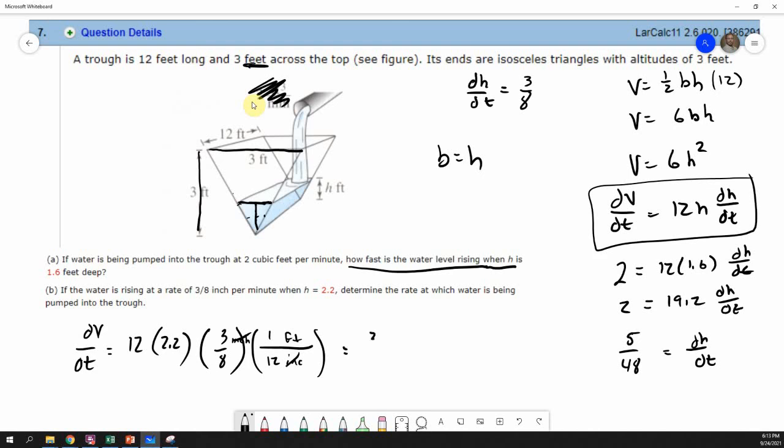and I get 33/40, and now this would be feet cubed per minute, right? Because it's changing volume per minute. So be aware that you've got to watch those units and make sure that you're in the proper unit. I have a tendency to forget about that.